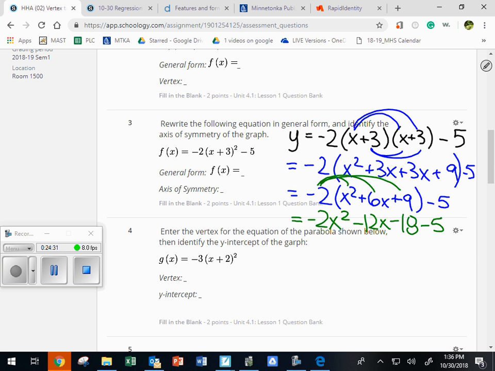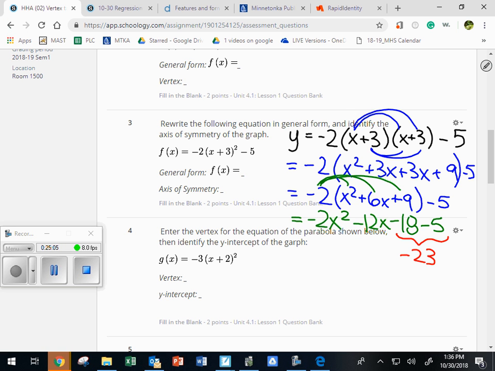All right, last step. Yeah. All right, what did you get from here? Negative 18 minus 5. Negative 18 minus 5. Negative 23. So this right here will be negative 23. Is that what everyone got for that? Yes? All right, so that's our general form.